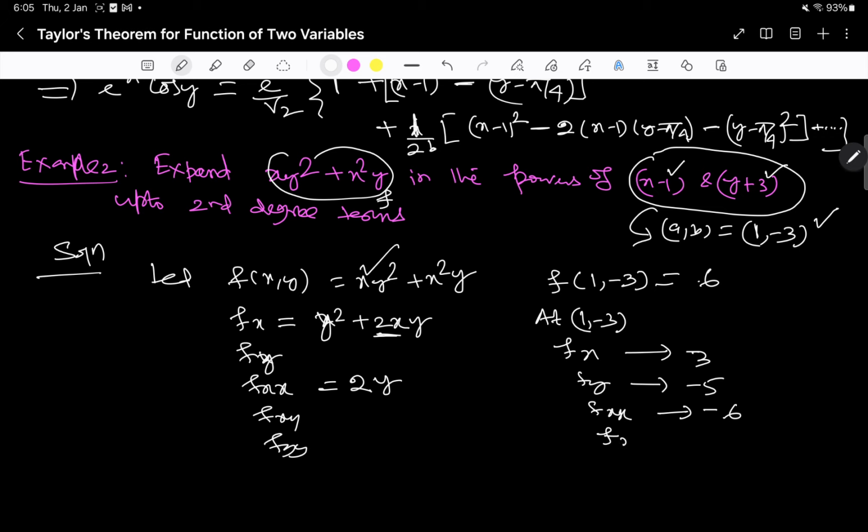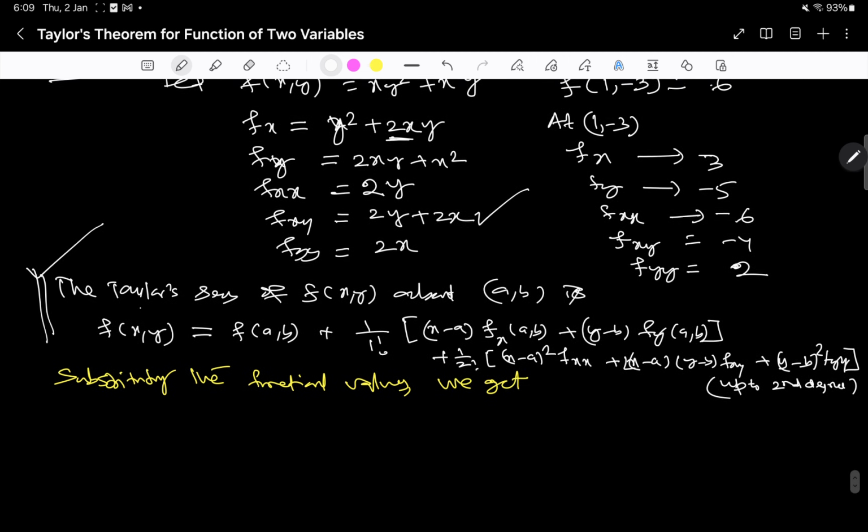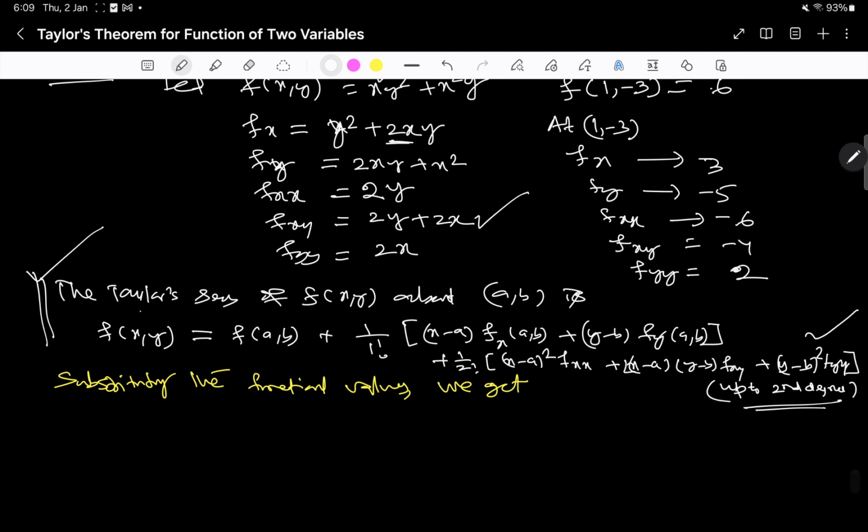Similarly fxy will be minus 4, and what will fyy be? fy is x square plus 2xy, so fyy will be 2x. So this is 2. So you see fxy is this. Now I just apply the Taylor series formula. Now we substitute all these values here. Since it is asked up to second degree, I write up to second degree.